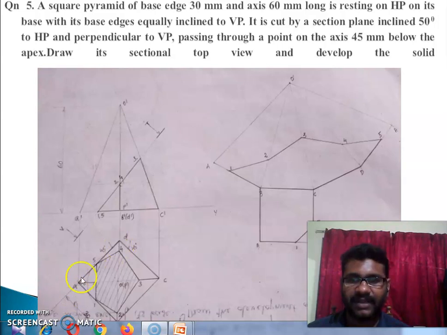Because this line represents the true length, and the first point and the last point lie on the upper line, we cannot directly transfer those points into the generators. So initially you transfer that point to the top view, measure the distance of that point in the top view, and mark that point on the corresponding edges here and also in the development. Then join all the points by a dark continuous line. This way we can complete the figure. Thank you.